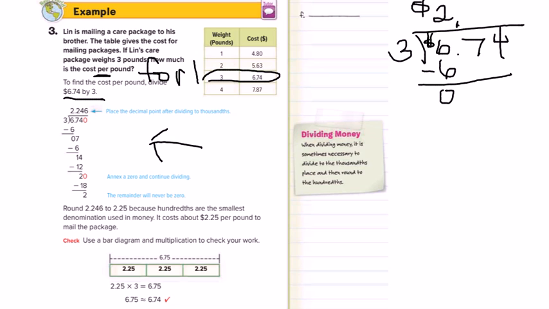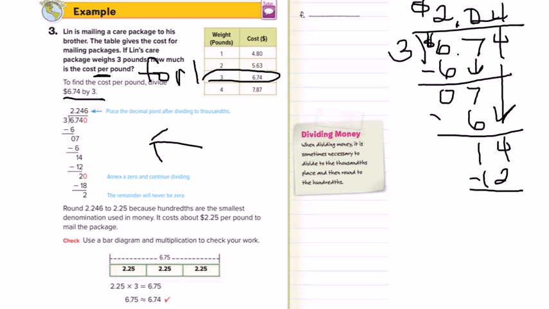That's less than my divisor of 3, so I can bring down my 7 and keep going. How many groups of 3 are in 7? That would be 2. And 2 times 3 is 6. I subtract and I'll get 1. 1 is less than 3, so I'm okay to keep going and bring down my next number. How many groups of 3 are in 14? That would be 4. 4 times 3 is 12. I subtract and I'll get 2. 2 is less than 3, so I'm okay to keep going.